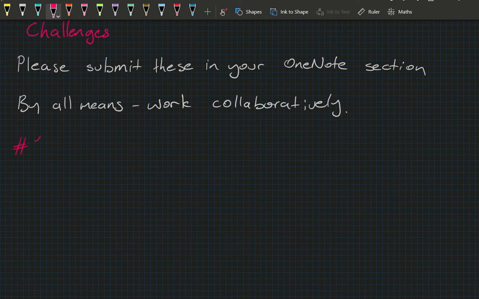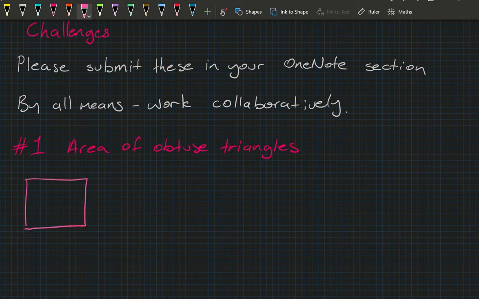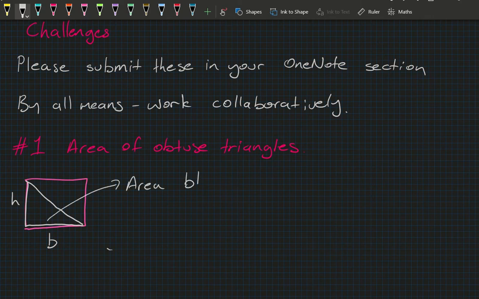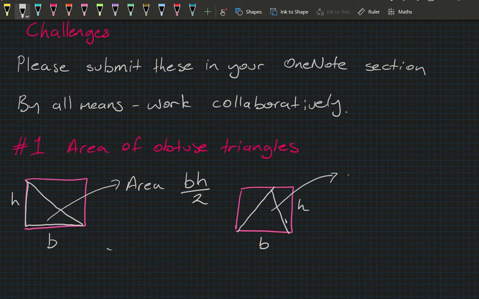All right, let's move on to challenge 1, area of obtuse triangles. Now, if I was to draw a box and then cut that box in half with a diagonal, if this box had a height of h and a base of b, then it's obvious that this triangle would have an area of b times h divided by 2. And it might take one extra step, but if I was to draw another triangle in a box just like that, then its area would also be bh divided by 2.